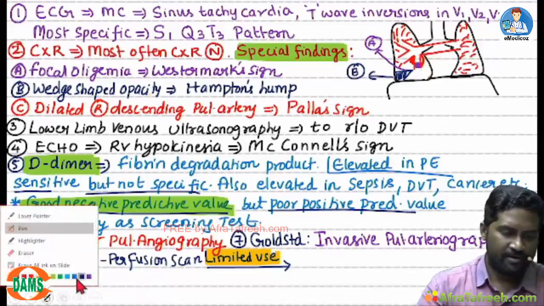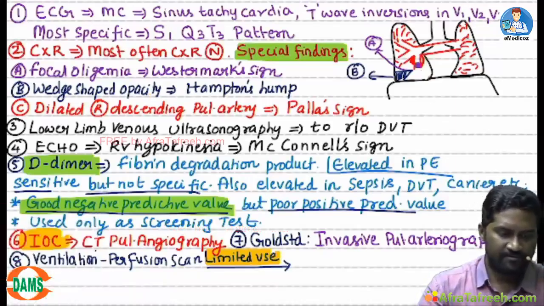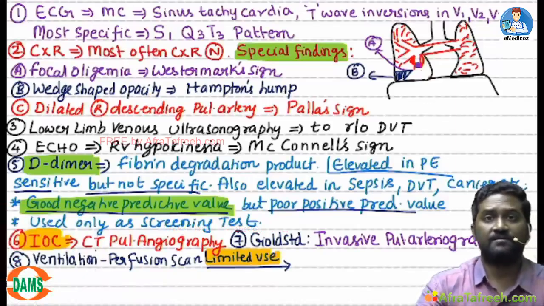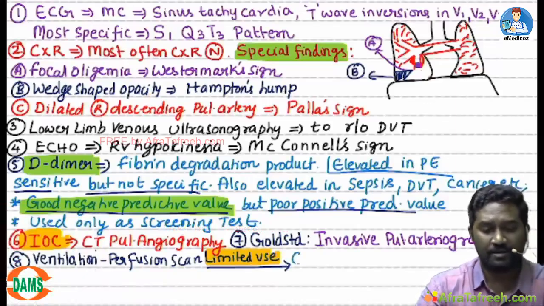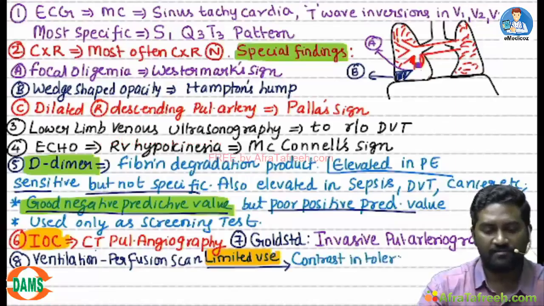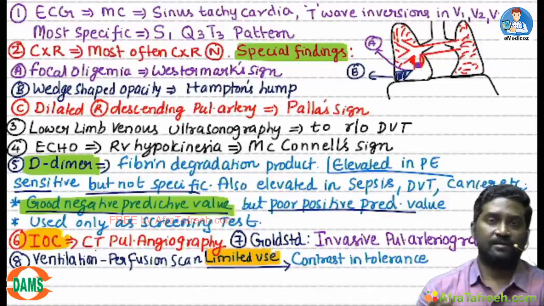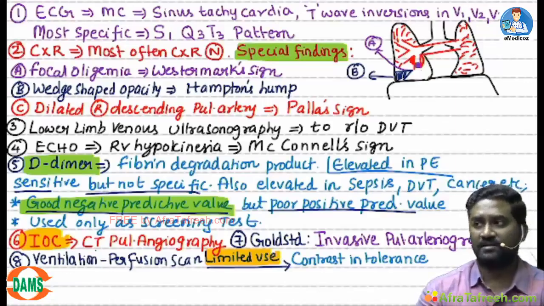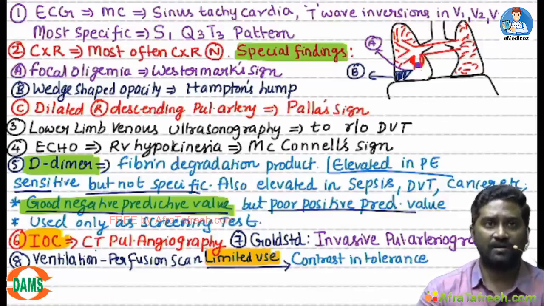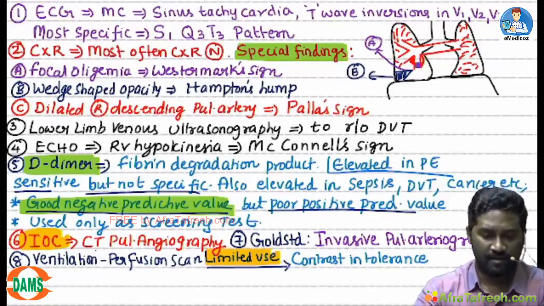Then where can you use this ventilation perfusion scan? Now for CT pulmonary angiography, you should give contrast. If the patient is having contrast intolerance, either contrast hypersensitivity or the patient is having some renal failure, renal issue. In renal disease, you should not give contrast. In that condition, you can use ventilation perfusion scan.